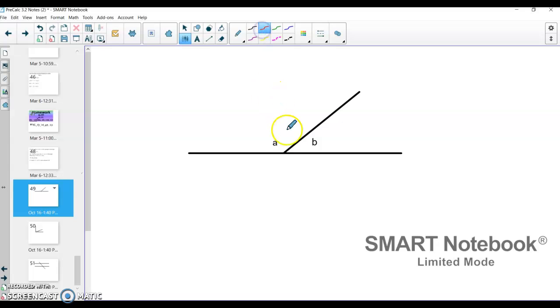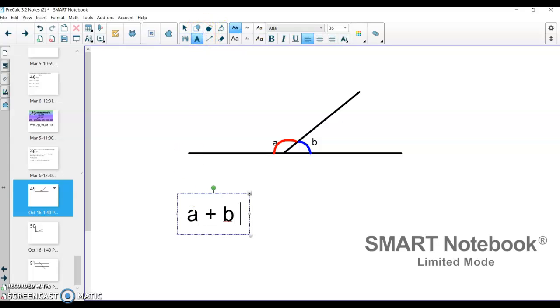We have this angle A here and this angle B here. And since that red angle and this blue angle are creating this straight line here on the bottom, we say that angle A and angle B are supplementary. Or another way of saying it would be that A plus B equals 180. And that's our supplementary relationship there, because they're forming a straight line.